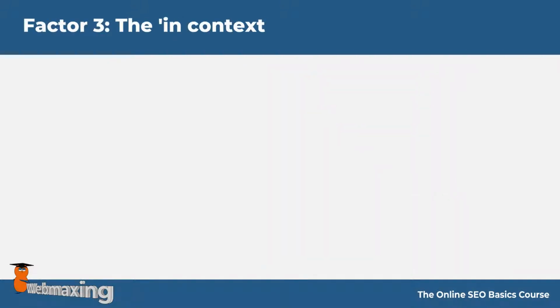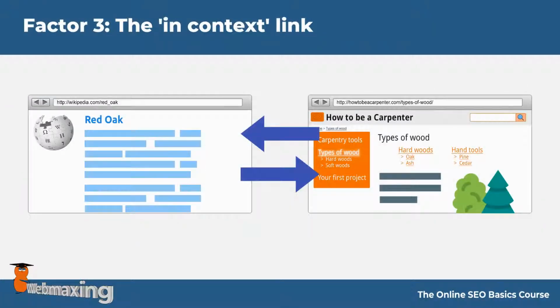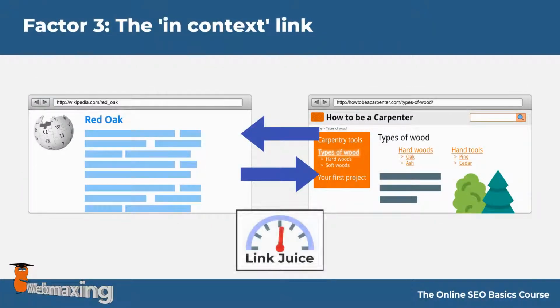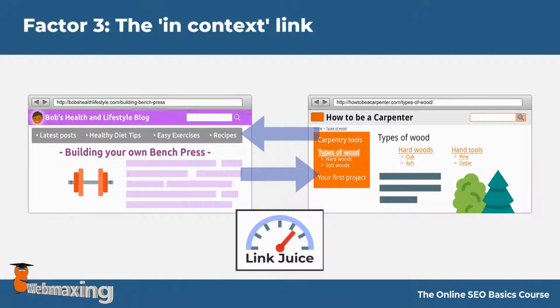Factor 3. The in-context link. Link juice is more powerful if it comes from a page or website with a similar theme. A link from a Wikipedia page about red oak has strong overlapping themes with our page about types of wood, so the link juice counts for more. The link from Bob's blog post about building your own bench press has some contextual overlap, but the main theme is different, so the power of the link juice is reduced.